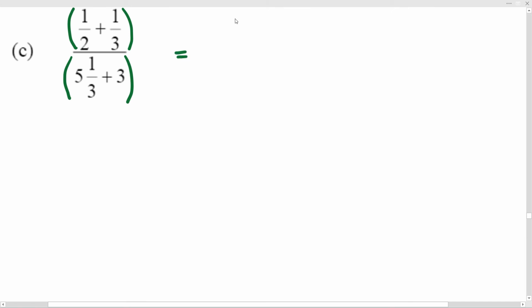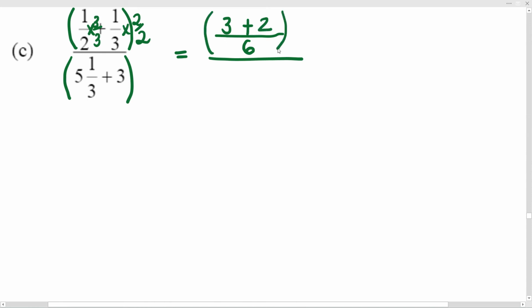Okay, so I've got a half plus a third. Okay, that's fine. A half plus a third, I need to find an LCD. That part's all right. It'll be 6. And then I'm going to multiply by 3 over 3 there and by 2 over 2 here. Okay, so that's going to be 3 plus 2 all over 6. Okay, I'm going to keep the brackets there for now.